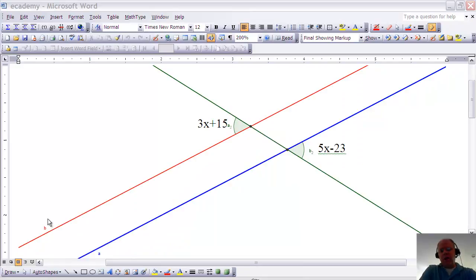One thing we know about alternate exterior angles is that if the lines are parallel and the transversal runs through those parallel lines, those alternate exterior angles are equal to each other. So if I want to find the measure of those angles, and I know an algebraic expression for each one, I can set them equal to each other and solve for x. Once I find x, I can plug it into the expression to find the measure of the angle. So right now, see if you can pause the video and set up an equation setting each of those expressions equal to each other.